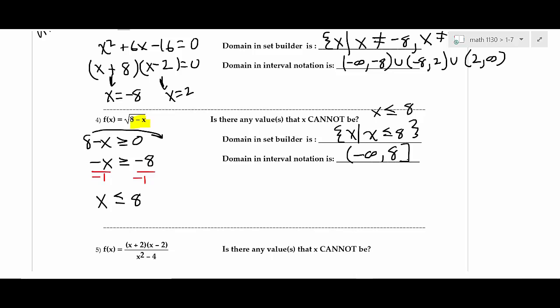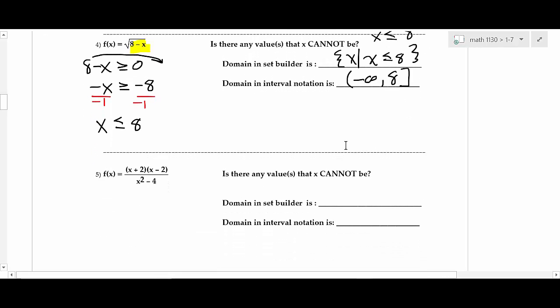Okay, let's see, the next one. I've got to be careful about this one. Basically, there's one thing I want to talk about with this problem. First of all, you want to look at what causes the denominator to be 0. In your head, what causes the denominator to be 0? 2 and -2. There's two things. You've got to be careful.